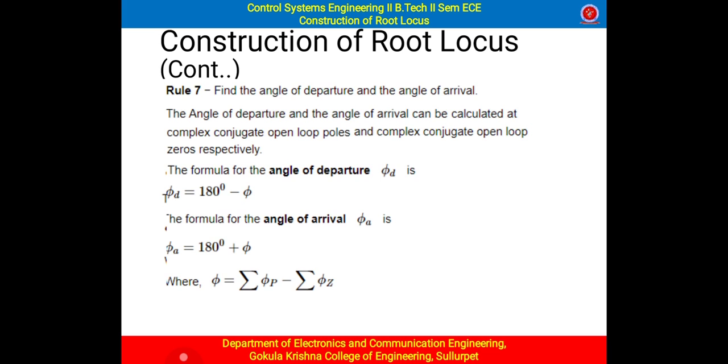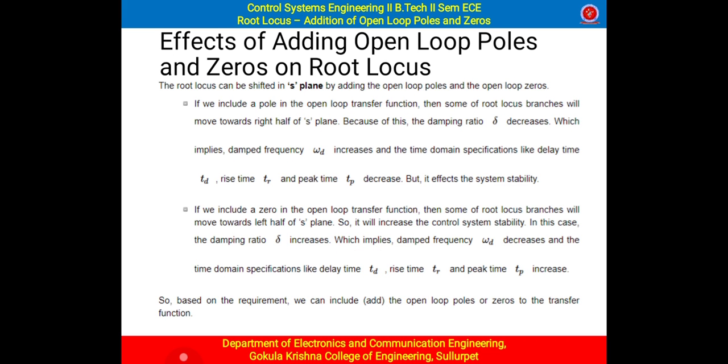So this is about the construction of root locus and the effect of adding open loop poles and zeros on the root locus. We have an open loop transfer function, and after plotting the root locus, if you add a single pole or a zero, what happens to the root locus? If we include a pole in the open loop transfer function, then some of the root locus branches will move towards the right half of the S-plane.